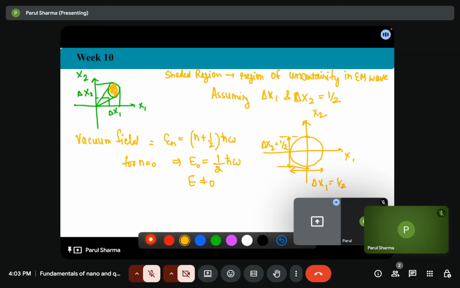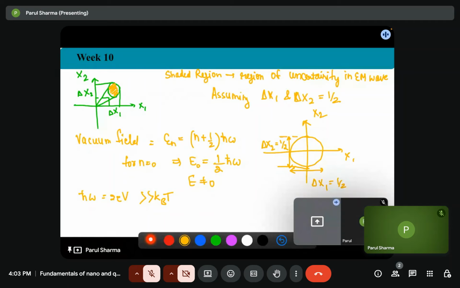So suppose we have h cross omega equal to 2 electron volt, which is very greater than the thermal energy, which is of the order of 25 milli electron volt. So when we have such scenarios, at that particular lambda, what will be the zero point energy? If we know the zero point energy, we know the amount of energy stored in the electric field and vice versa.